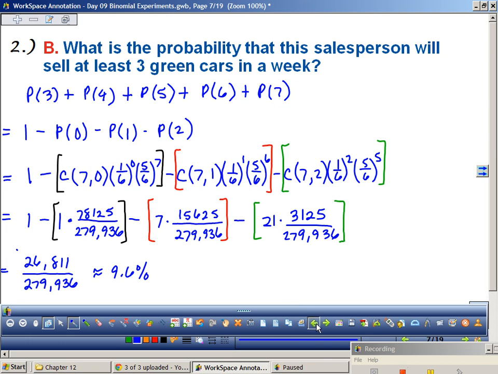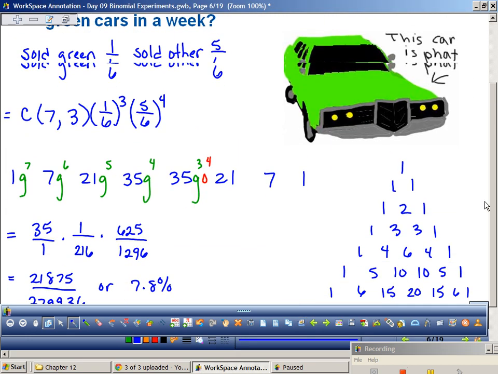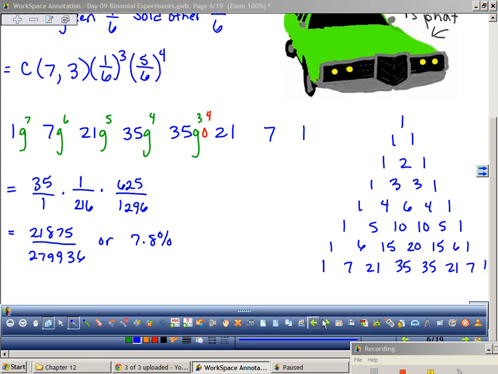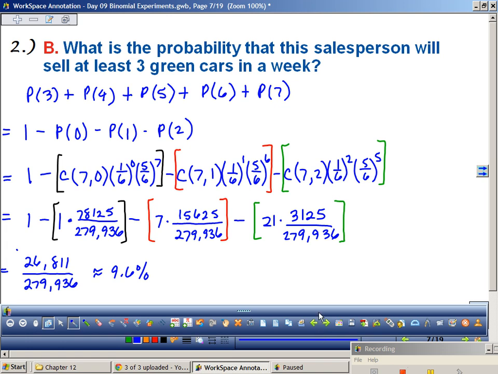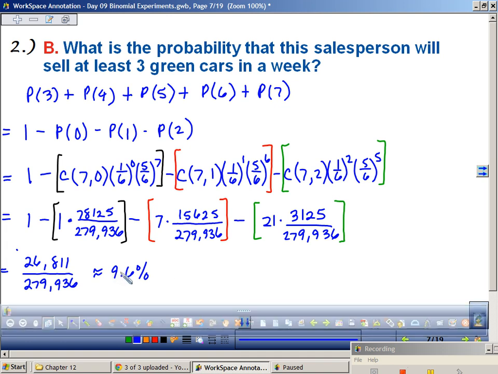Yeah. Did I get the wrong one on the last one? Did I copy the wrong thing? No, 7.8. That's right. Does that make sense? The previous was if he sold exactly 3 cars, that would be 7.8%. The probability of selling 3 or more doesn't increase very much, does it? Why?